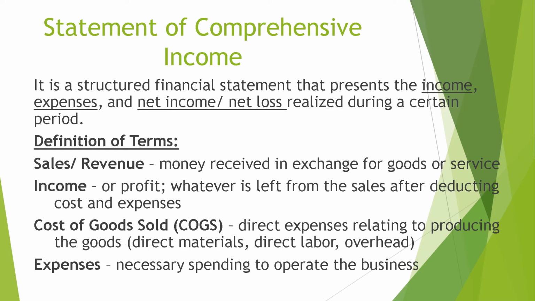Let's check out the definition of terms. Sales or revenue is the money received in exchange for goods or service. Income or profit, whatever is left from the sales after deducting cost and expenses. Cost of goods sold or COGS are direct expenses relating to producing the goods, such as direct materials, direct labor, overhead. Expenses. These are the necessary spending to operate the business.